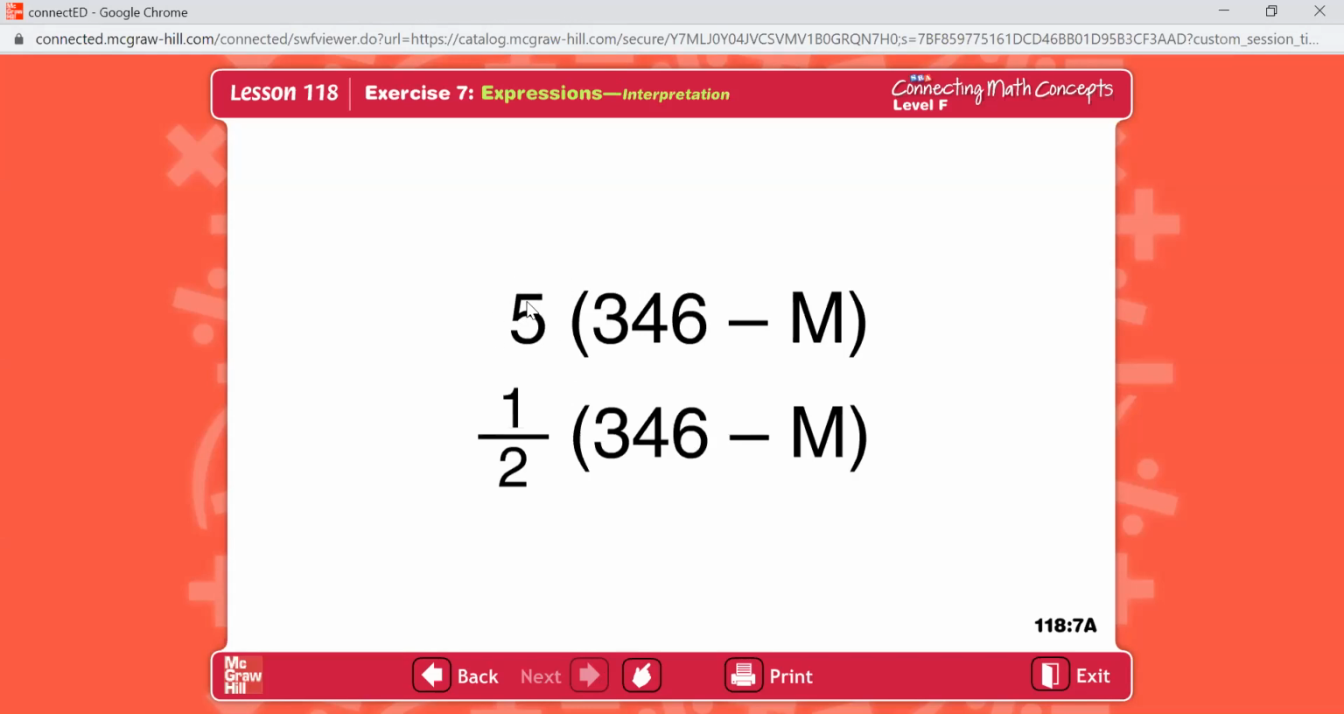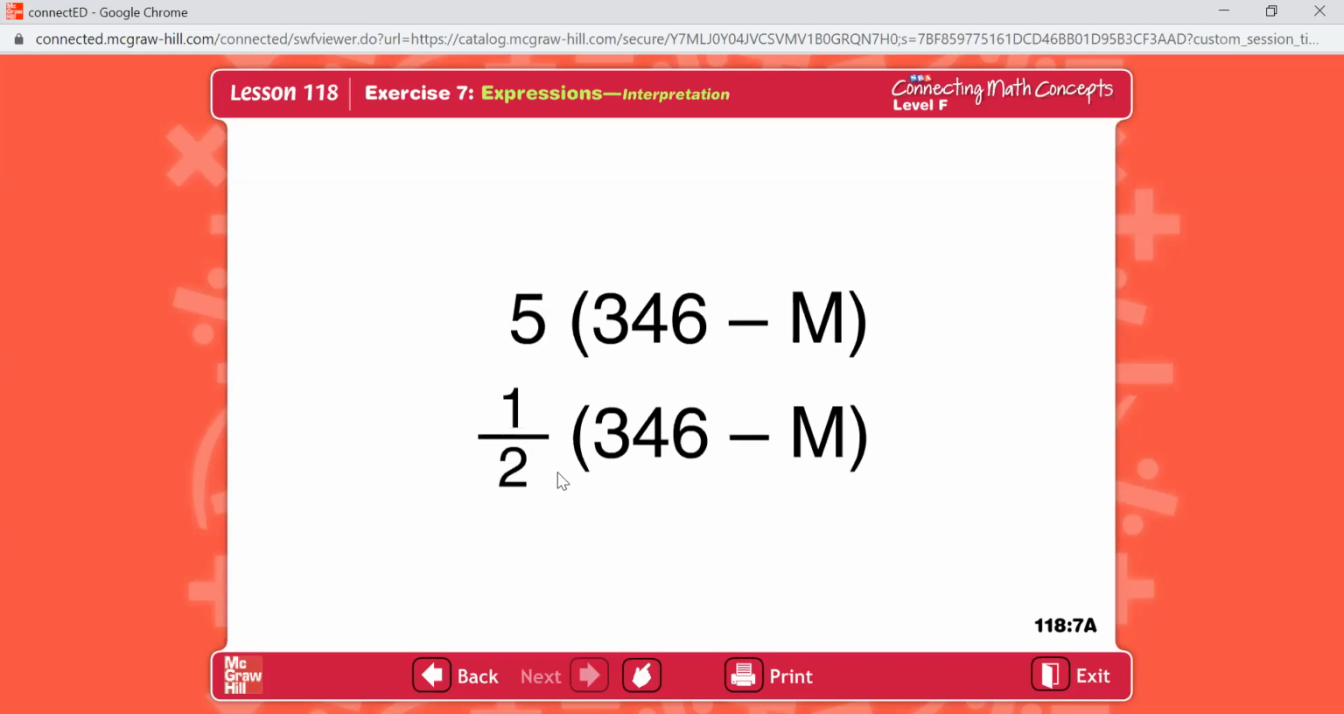Is 5 more than 1? Yes, 5 is more than 1. So if you multiply 5 times the quantity 346 minus m, you'll end up with more than 346 minus m. If you multiply 346 minus m times 1/2, you will not end up with more than 346 minus m.